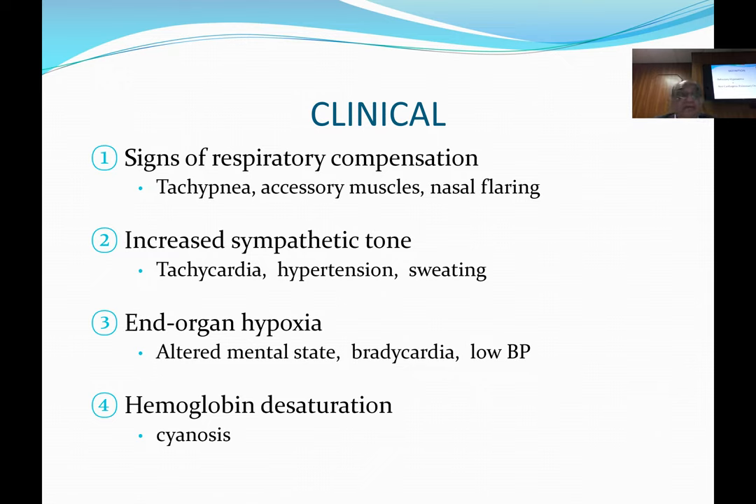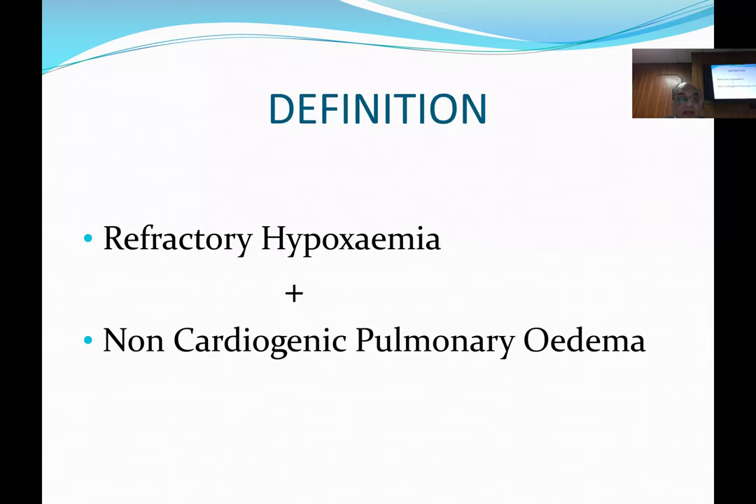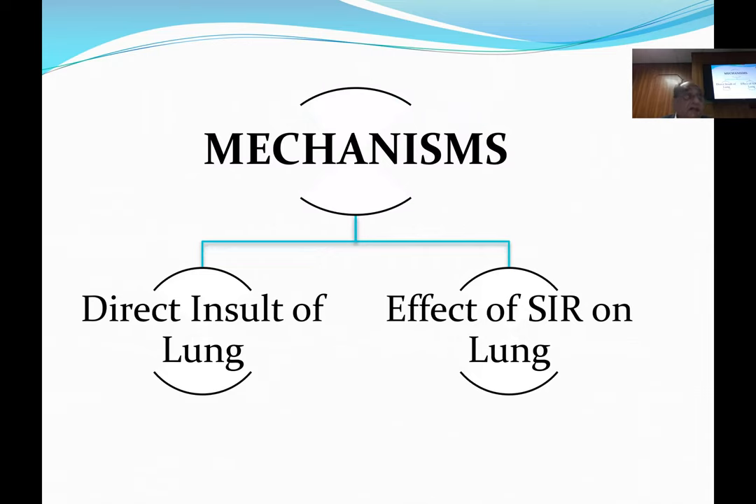Now, by definition, ARDS is a combination of refractory hypoxemia plus non-cardiogenic pulmonary edema. This is the hallmark of ARDS. This is refractory hypoxemia, refractory to the normal way of giving oxygen to the patient. And there is pulmonary edema, but it's not because of the heart. It's non-cardiogenic pulmonary edema. Now, the mechanism is either direct insult to the lung, or the effect of the systemic inflammatory response of the body on the lung.